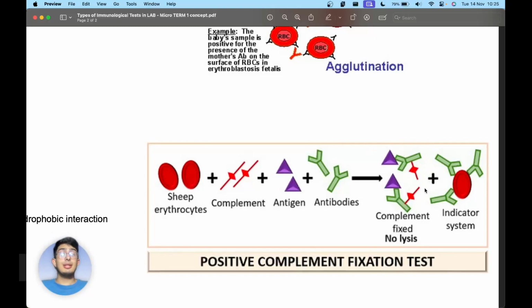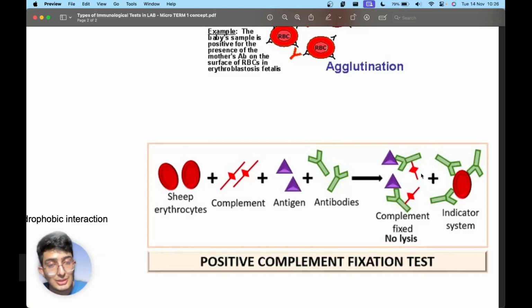So if the RBC is not hemolyzed, then the test is positive. What do you mean by, if the test is positive, the person has kala azar antigen. When the person has kala azar antigen, it will form an antigen-antibody complex. When the antigen-antibody complex is formed, then it will fix the complement, right? Because complements are now attracted to the antigen-antibody complex.